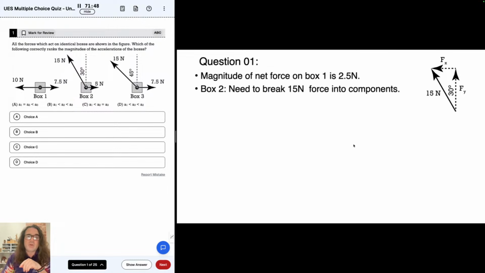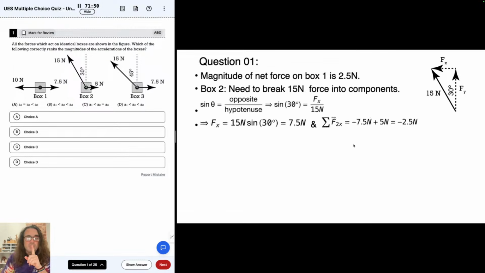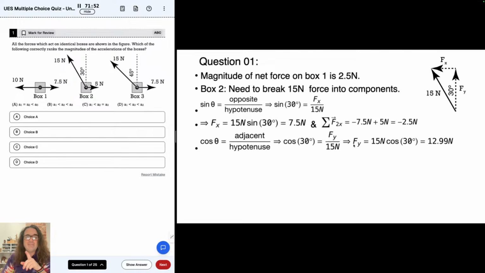So we're still working on box 2. We figured out that the net force in the x direction on box 2 is negative 2.5 newtons, but we can also use the cosine of theta equals adjacent over hypotenuse to determine the force in the y direction, which we can get to be 15 newtons times the cosine of 30 degrees, or 12.99 newtons.